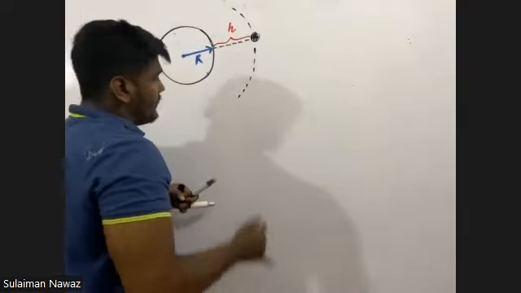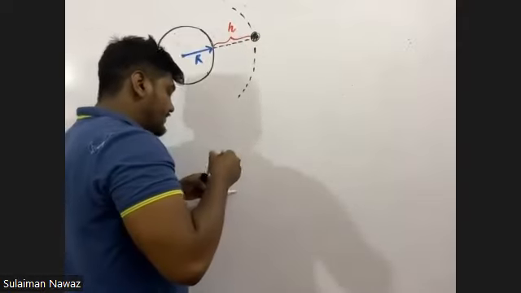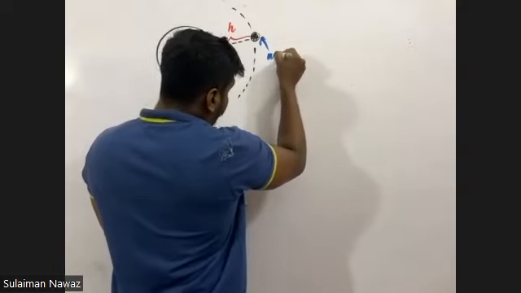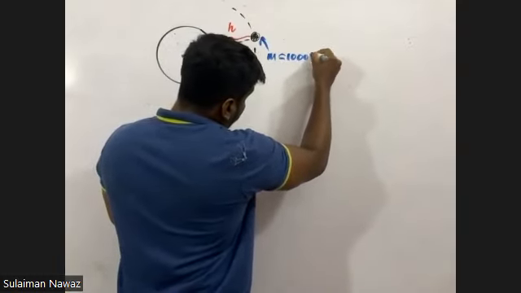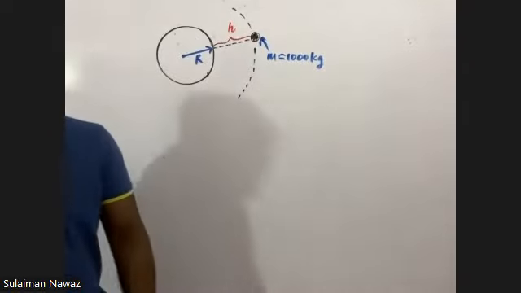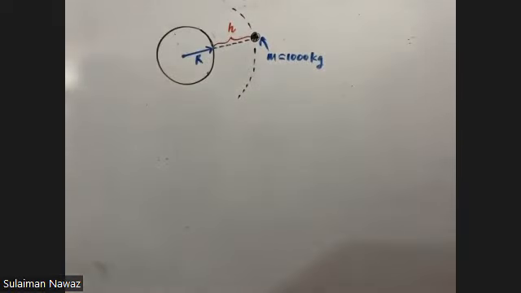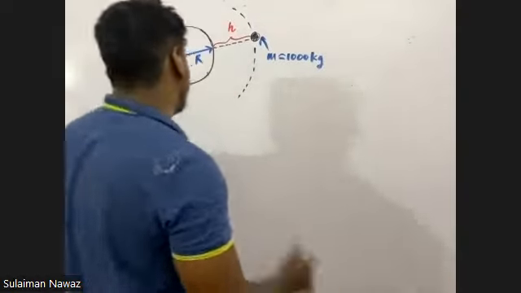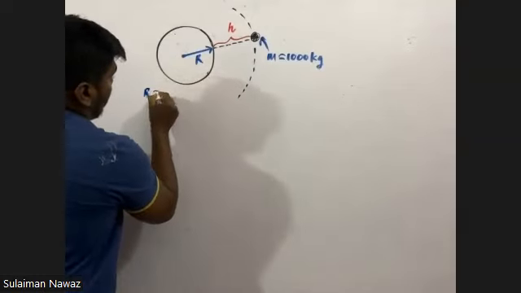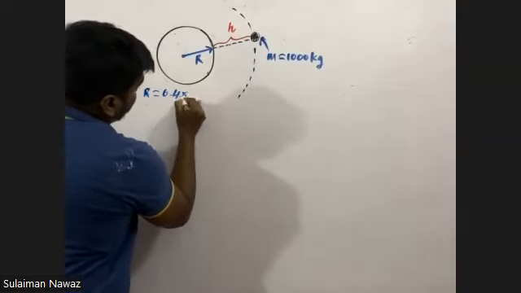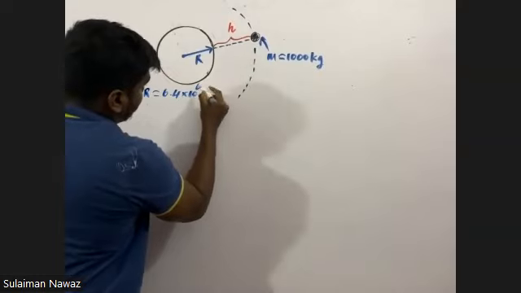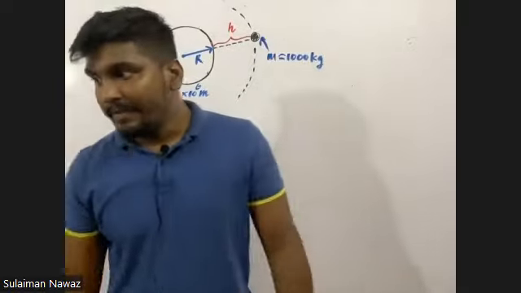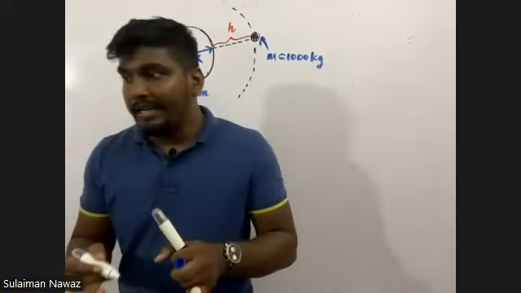Right? Satellite. They have given the mass of the satellite, simple m, as 1000 kilograms. What else? They mention the radius of the Earth, capital R, is 6.4 times 10 to the power 6 meters. What else? Given data. Very important data they have given.